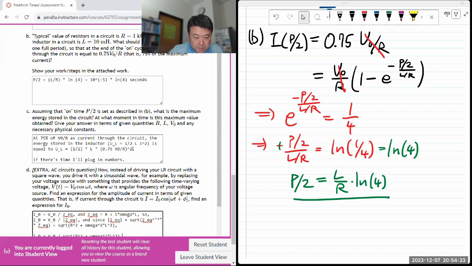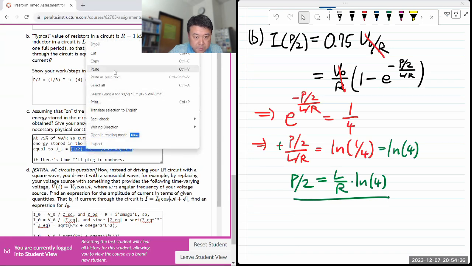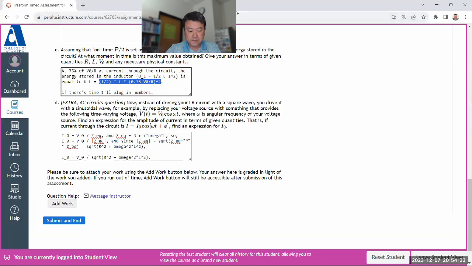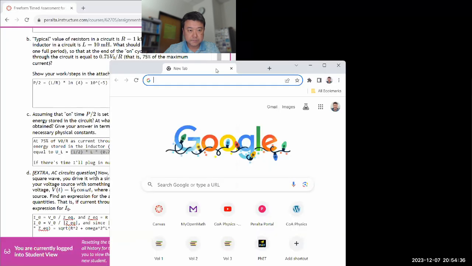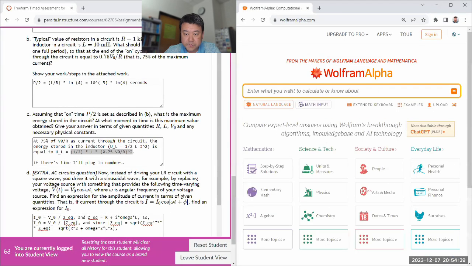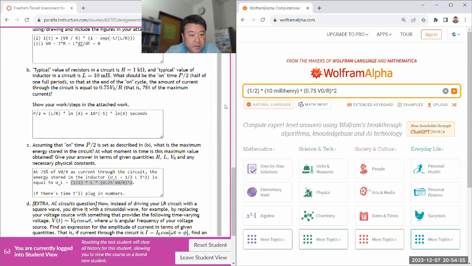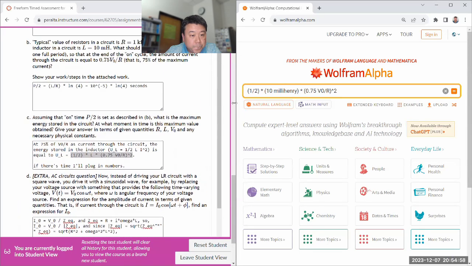Okay, so let's plug in the numbers. I think we have time. Let me minimize this briefly so that I can have the values on the side. The inductance was a millihenry, and the voltage... were we given voltage? We were not given voltage. Oh, that's a bummer. So let's say voltage is 10 volts, and the resistance would be 1 kilohm.